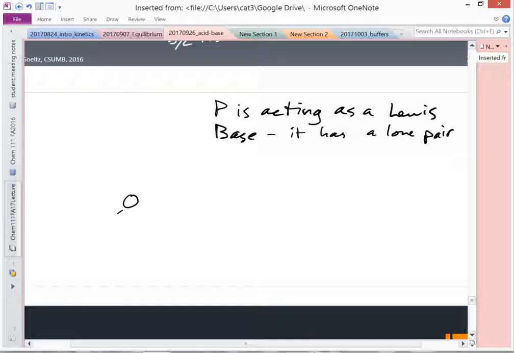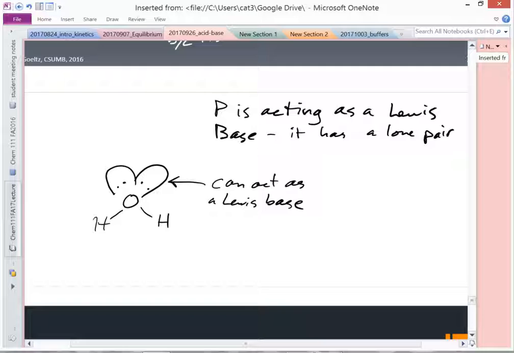Natalie asked, what about water? It has two lone pairs, so it certainly can act as a Lewis base. Could it act as a Lewis acid and accept a lone pair? Yeah, it kind of can.